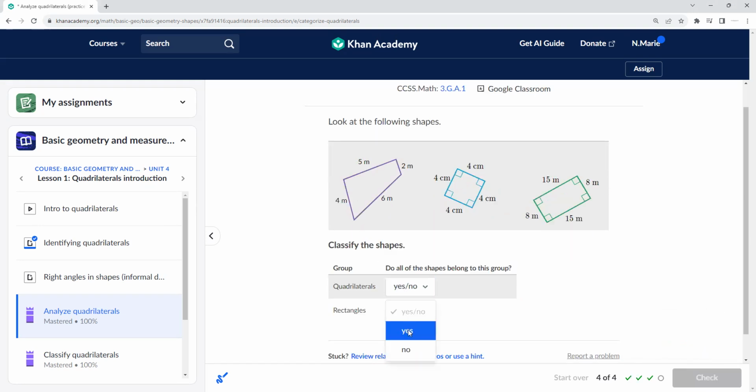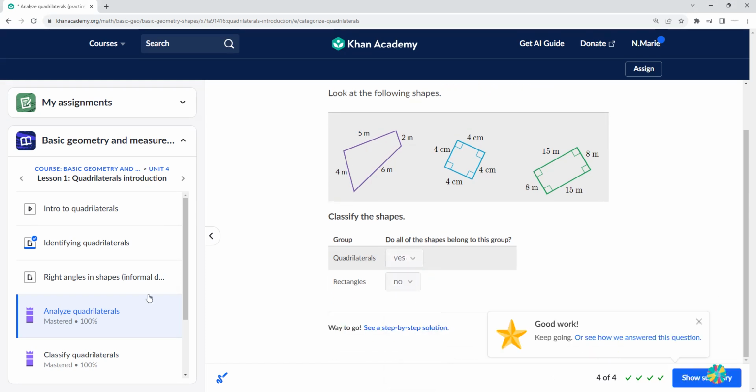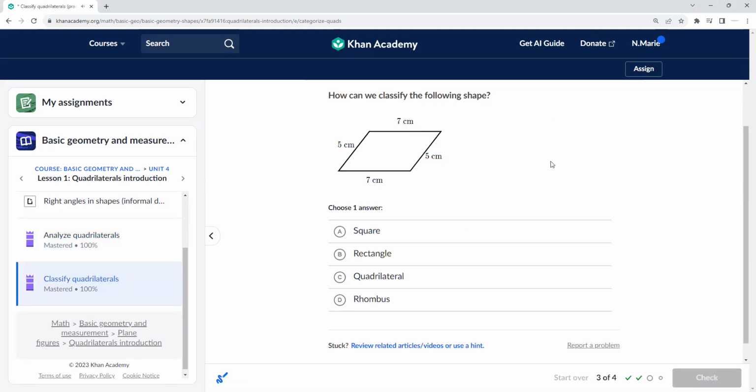All of these are quadrilaterals. Are they all rectangles? No, they are not all rectangles. This one does not have 90-degree angles. Let's move on. Classifying quadrilaterals.